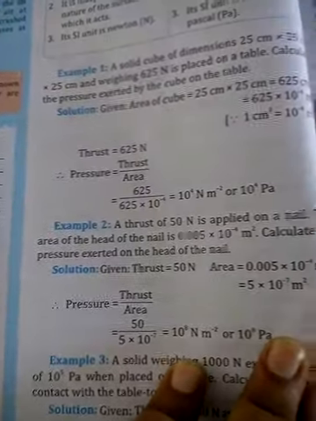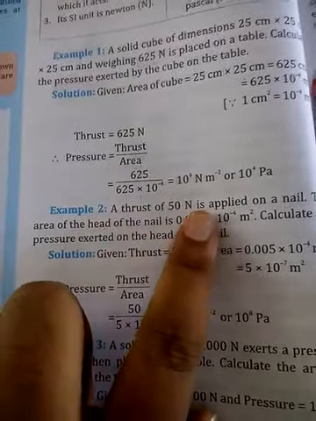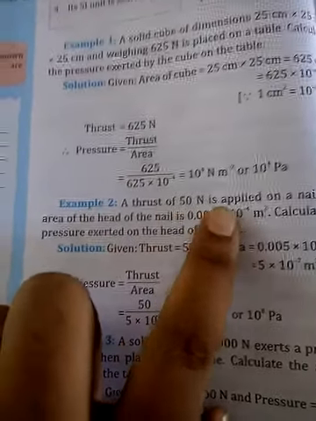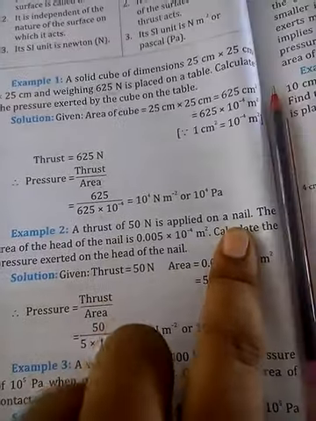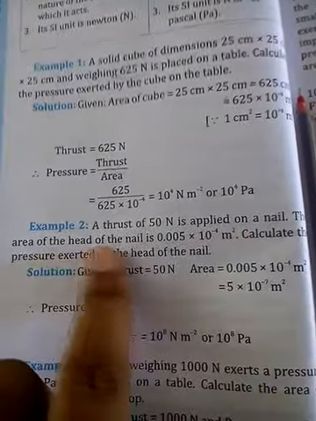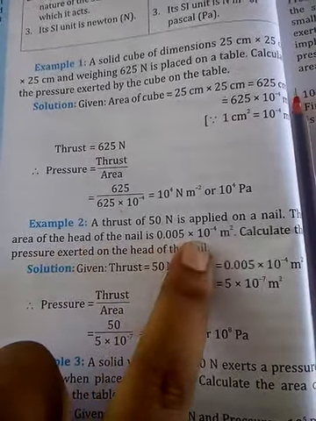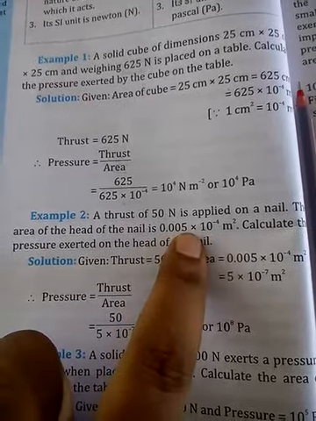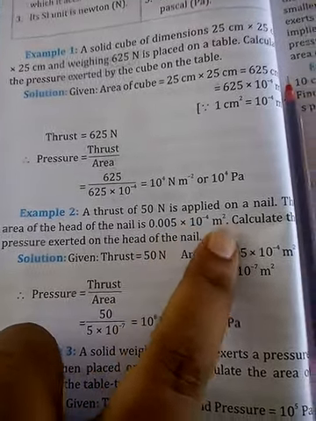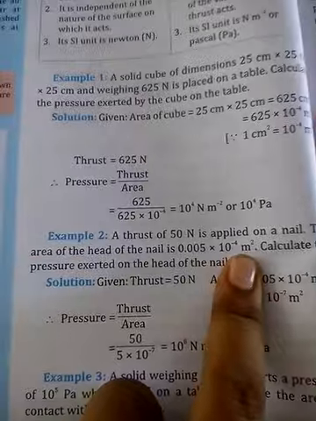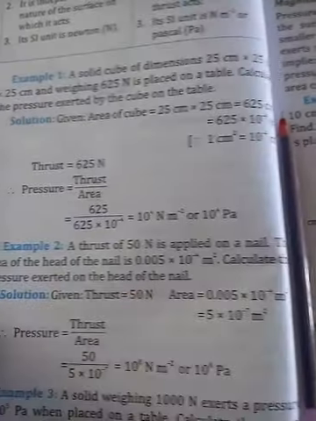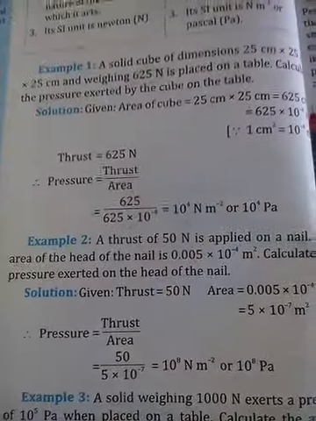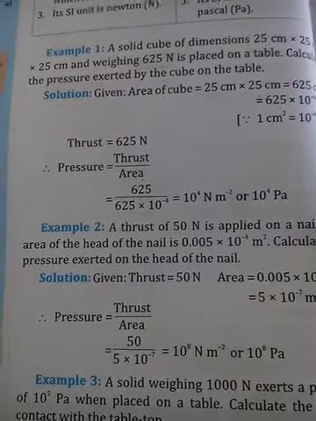Example 2. A thrust of 50 Newton, 50 Newton means force is given, is applied on a nail. The area of the head of the nail, this time the area is given, 0.005 into 10 to the power minus 4 per meter square. Calculate the pressure exerted on the head of the nail.